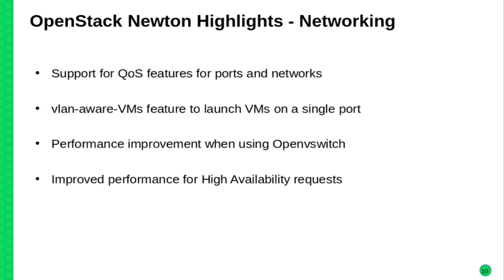Which leads into networking. There's a lot going on in the networking space around how I take advantage of some higher level features of a networking environment, such as QoS. Now I can specify levels of QoS on ports and on specific networks, and tie that into how I schedule my VMs. The VLAN-aware VMs feature lets you say that when I spin up this set of VMs, they always go on this particular VLAN. It makes it easier to manage that deployment, especially when you're orchestrating large numbers of VMs.